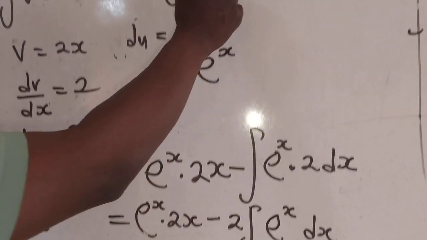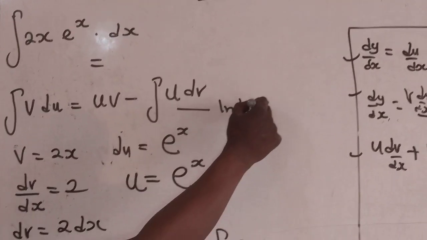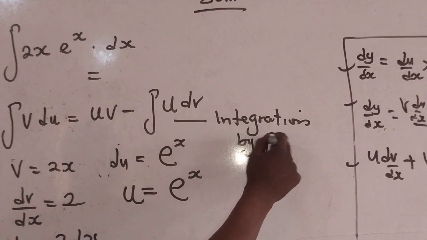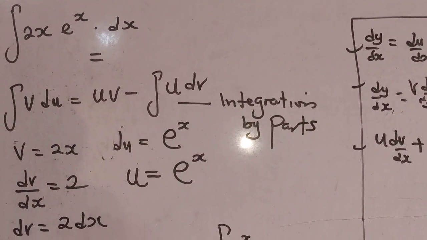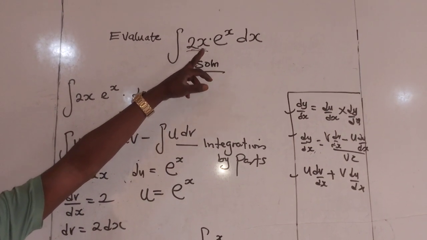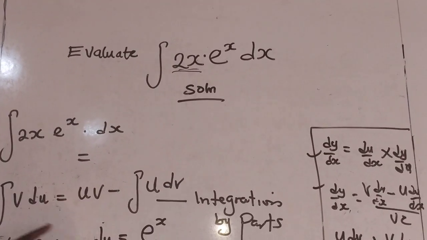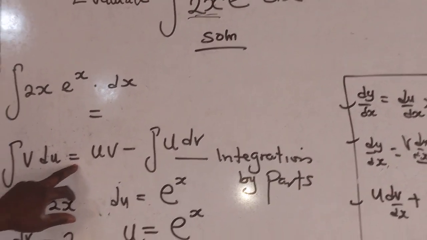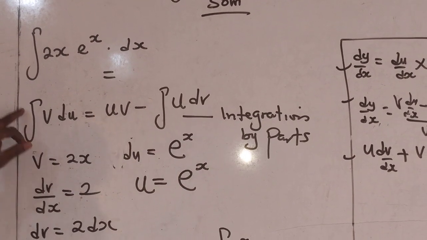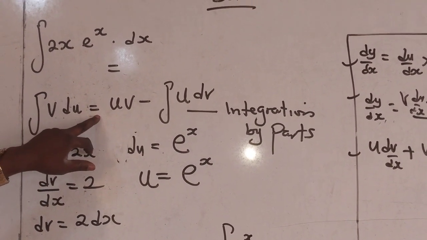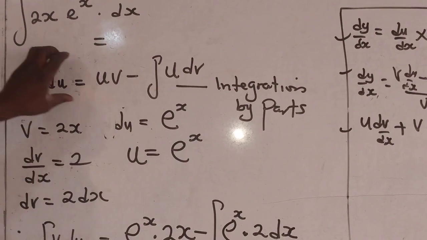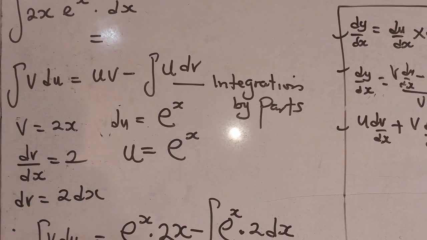And what we apply here is what we call integration by parts. Integration by what? By parts. So if you see a question like this, you must be able to identify your v, you must be able to identify your du, because the formula is the integral of v du equals uv minus the integral of u dv. That is the formula for integration by parts.